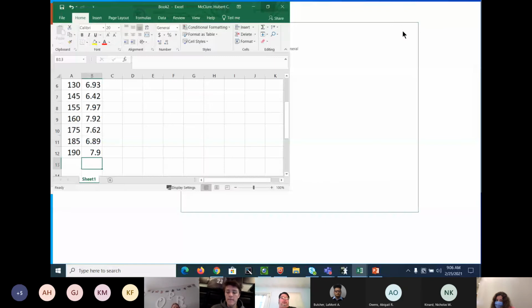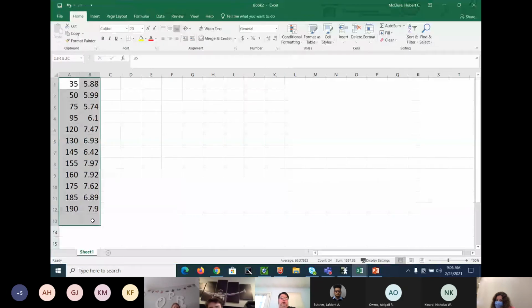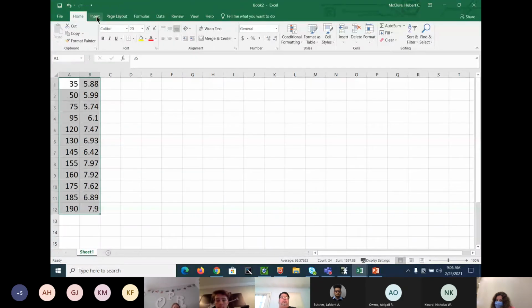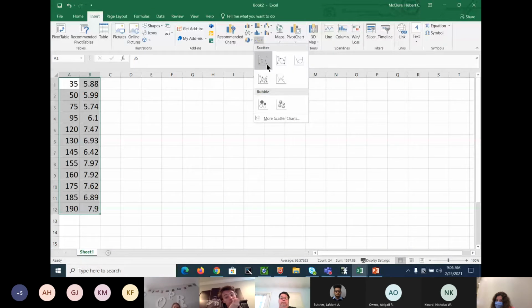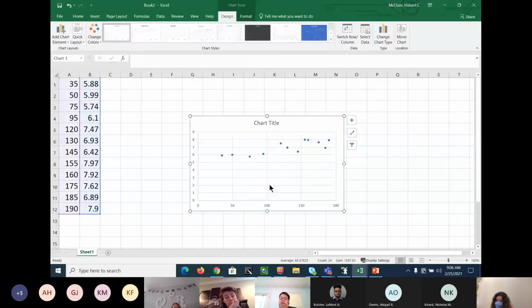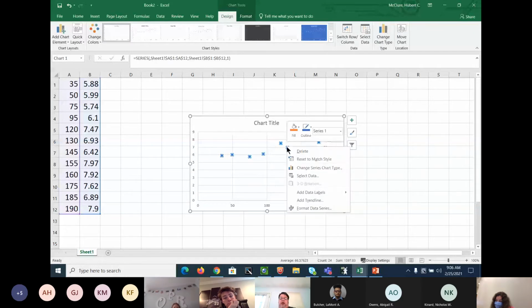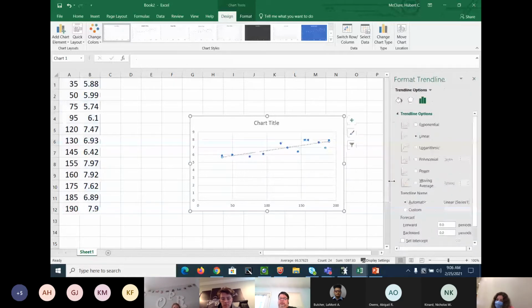So I highlight the two columns. I go to Insert. I go to Stat Plot. Ooh, not much of a correlation there. And this is why it's so good to have technology. Right now, it doesn't look very correlated. I'm saying probably 0.1 or 0.2, maybe. Let's see what they get.